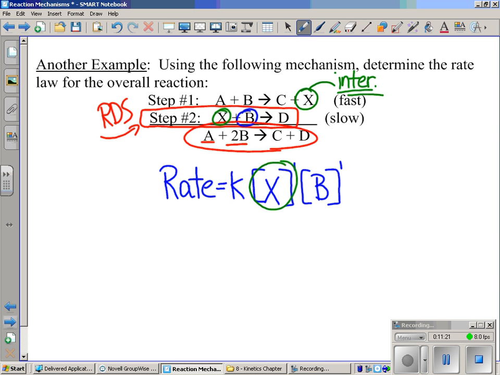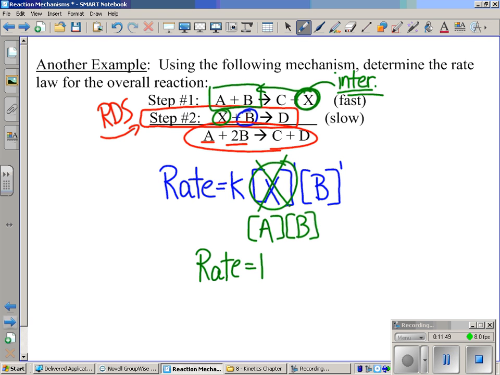Okay, so not only is the X plus B part important, not only are we going to include that, but now we have to look back here and see that X was made from A and B. Because X is part of the slow step, we're going to have to include that A and that B in our rate law. So instead of X, we are going to replace X with what made it. So now if I simplify, I'm going to have rate equals K. There's one A, so that'll be A raised to the first power, and then there's two B's.